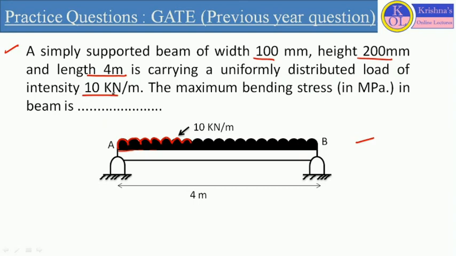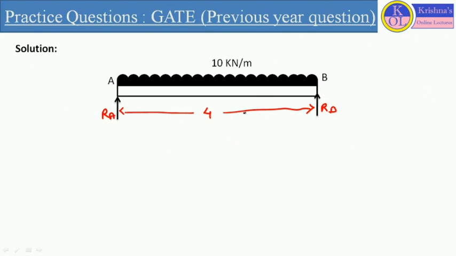The intensity of load is given as 10 kilonewton per meter, and this intensity we generally define in terms of load into distance covered by the load. So this 10 will be W into L only. For this particular numerical we have to define the maximum bending stress. Whatever load this beam is carrying and whatever supports we are considering, for all the conditions we have to define the maximum bending stress on the beam. So let's start the solution.